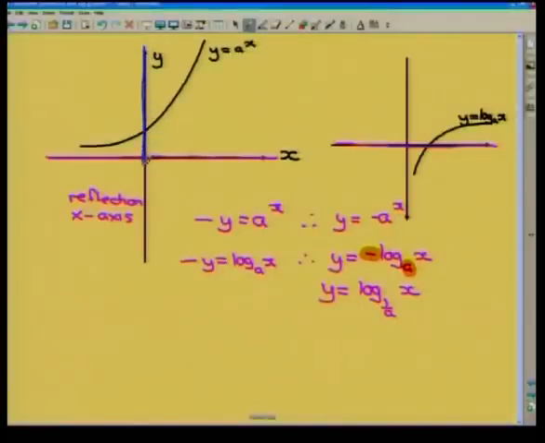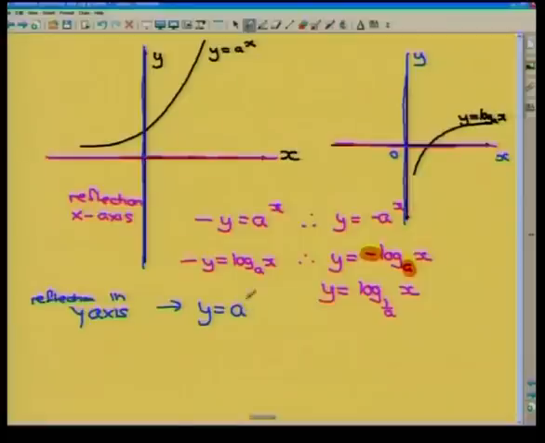Let's change to the blue pen. Let's do symmetry about the line x equals 0, or if you like, the y-axis. Now to do that, we change the sign of x. So reflection in the y-axis. Well, if I'm dealing with this graph, it would be as simple as saying y equals a to the minus x. And if I'm dealing with this graph, it would be y equals, the original being that, log to the base a of minus x.